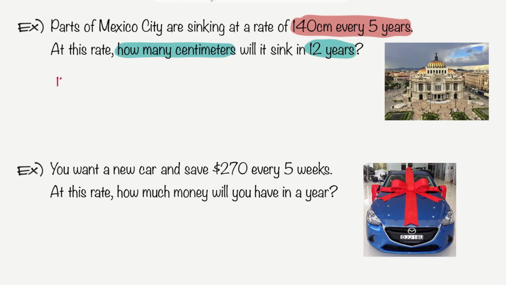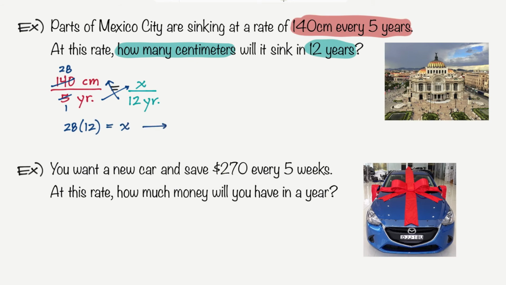So let's set up a proportion. I'm starting with 140 centimeters for 5 years. That's the initial rate. And since I don't know how many centimeters, I'm going to put a variable x compared to 12 years. And now I can use cross multiplication. And what I'm going to do to make it simpler is I'm going to simplify that 140 over 5 before I do anything else. And that's 28. So I'm really going to be multiplying 28 times 12, and that's going to equal x, which is what I'm looking for. So when I multiply those, I find that it is 336 centimeters. So that is estimating how many centimeters it'll sink in 12 years.